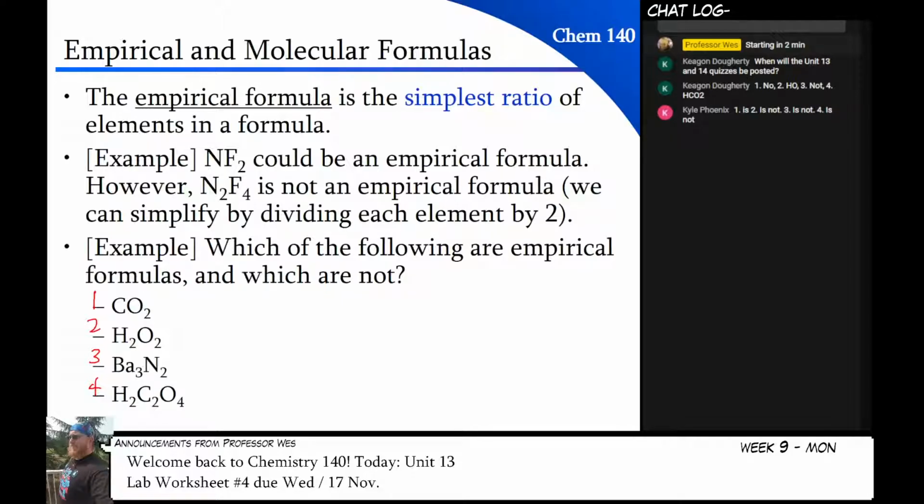All right, so let's go over the answers here. For CO2, there's no number I can divide out, yeah? Because if I divide by 2, then I would get a fraction for this first one. So this one's good. For the second one, hydrogen peroxide, I could divide each of them by 2, and I get this. Now, no, this is not hydroxide.